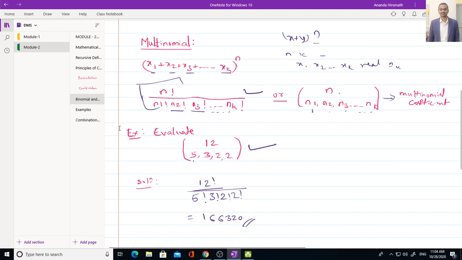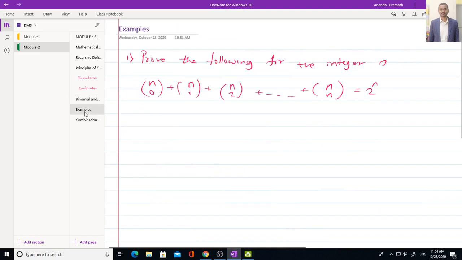Now I will solve one example on binomial theorem. Prove the following for a positive integer n: nC0 plus nC1 plus nC2, so on up to nCn, is equal to 2 raised to n. What is the binomial theorem? It is the expansion of (x plus y) whole raised to n.